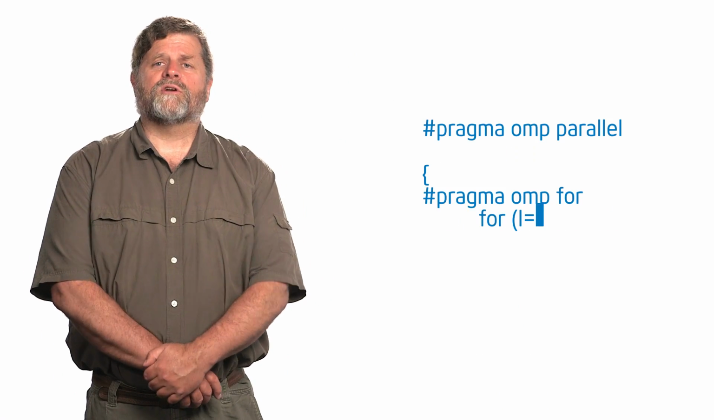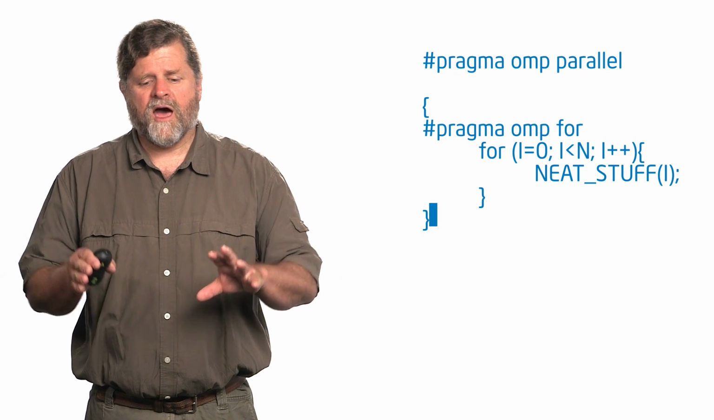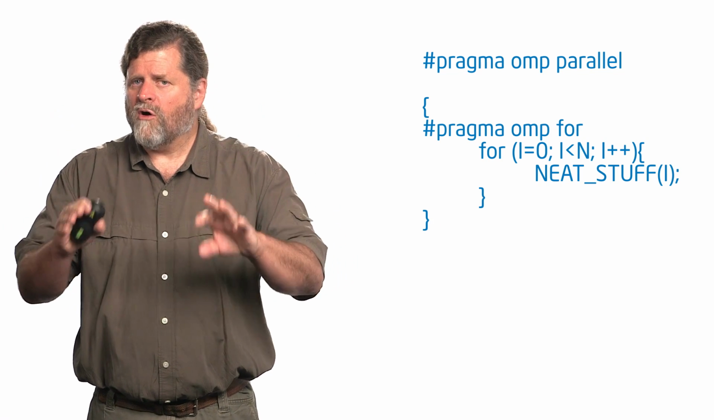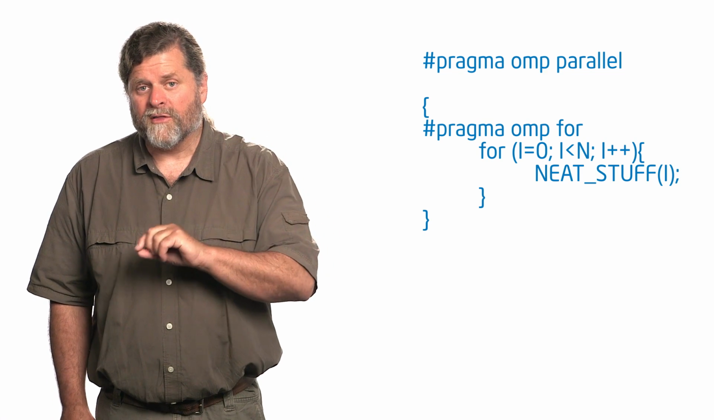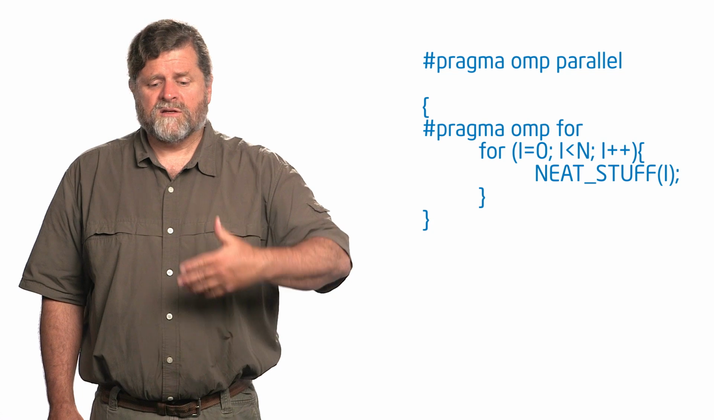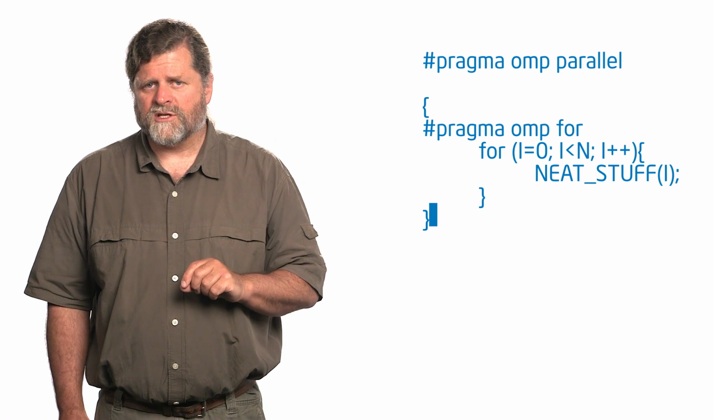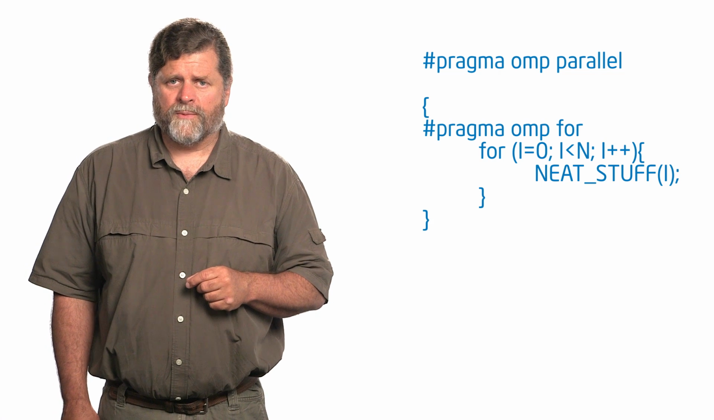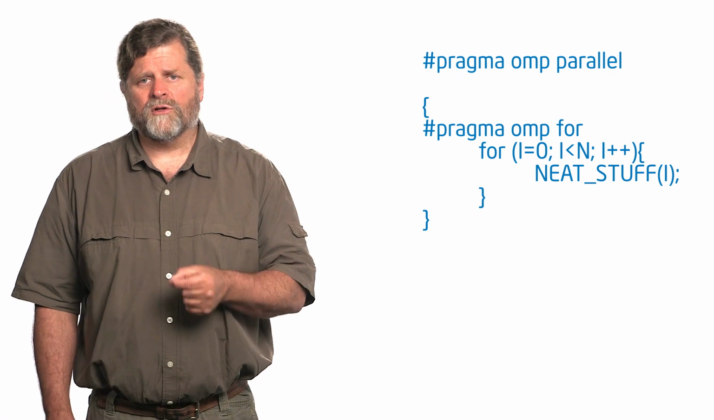So here's what the loop work sharing construct looks like. In this code right here, you can see that I have pound pragma OMP parallel. Remember, if you don't see that pound pragma OMP parallel, there are not multiple threads. So I still have to create a team of threads. And so now I enter the structured block, which is that parallel region, and now I have a for loop.